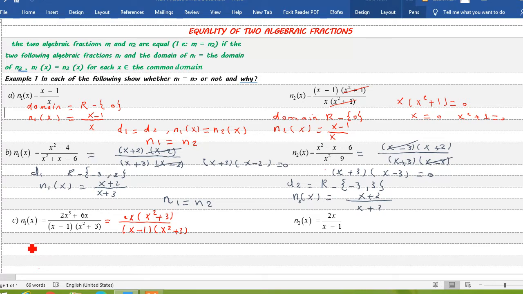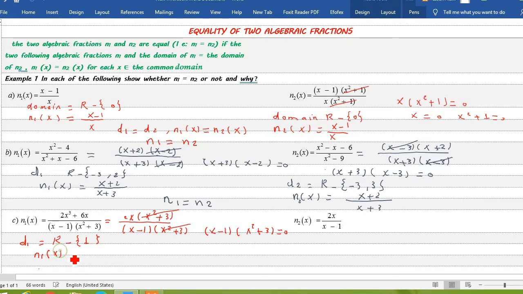Then the domain equals what? The domain d1 equals R minus the set of zeros of the denominator, where x minus 1 times x power 2 plus 3 equals 0. So take the opposite side of negative 1, it becomes 1. x power 2 plus 3 does not have zeros. So the domain d1 equals R minus {1}. Make the simplest form: cancel the common brackets between the denominator and numerator, so cancel x power 2 plus 3 with x power 2 plus 3.